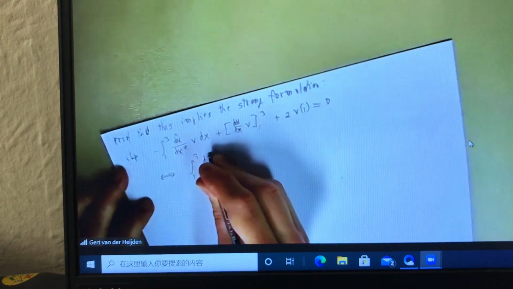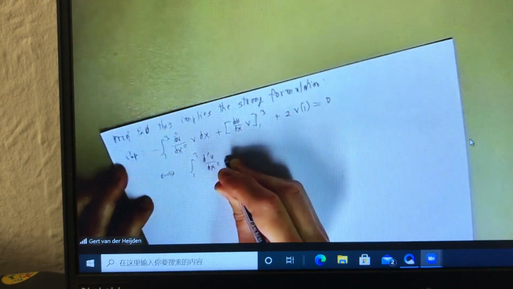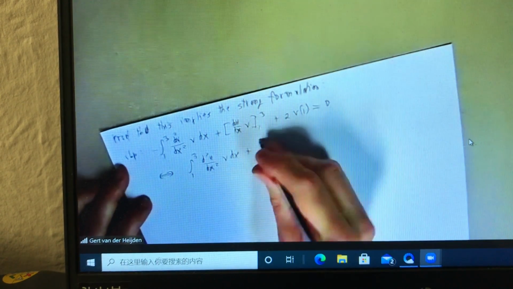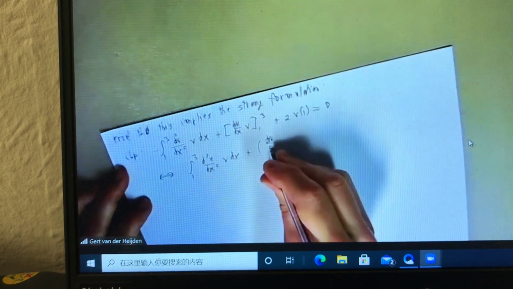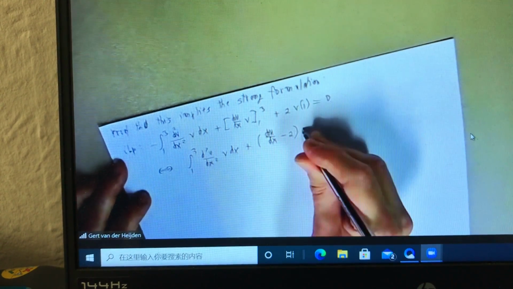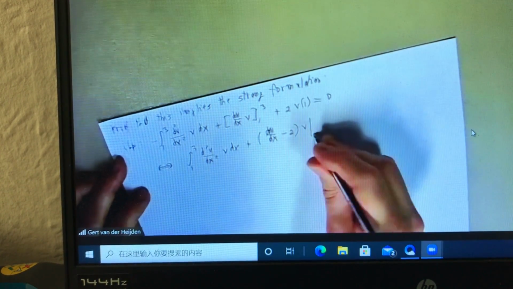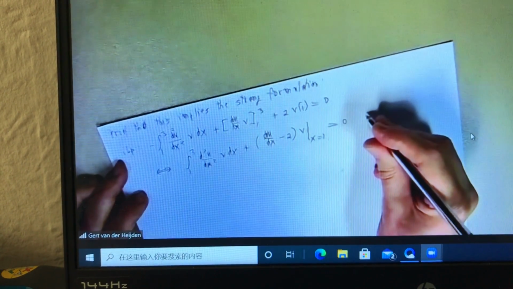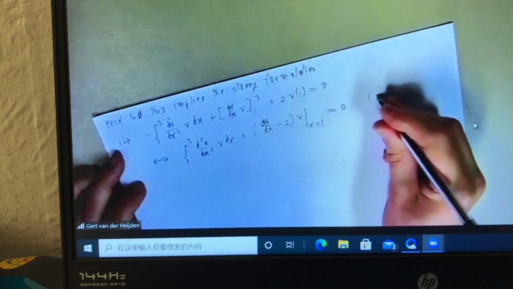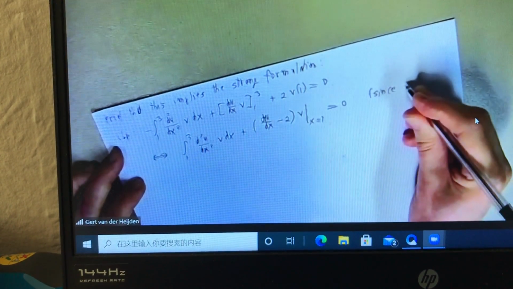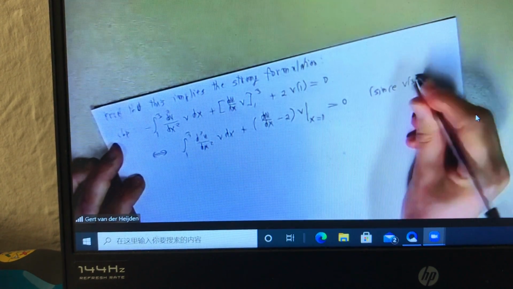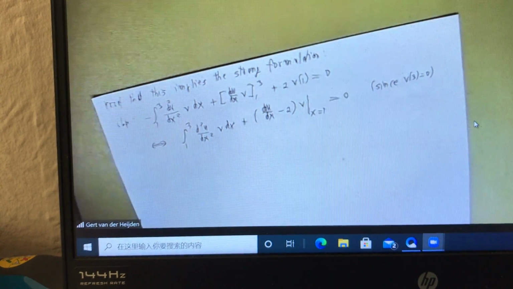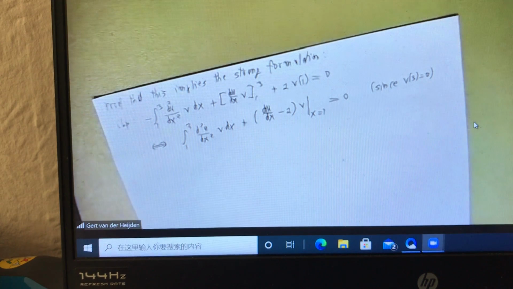we get the integral of d2u dx squared v dx plus, combining these two terms, du dx minus 2, and then v, and all of that evaluated at x equals 1. Because I've applied the boundary condition, since v(3) equals 0. I've used that. Okay. Now comes the trick.